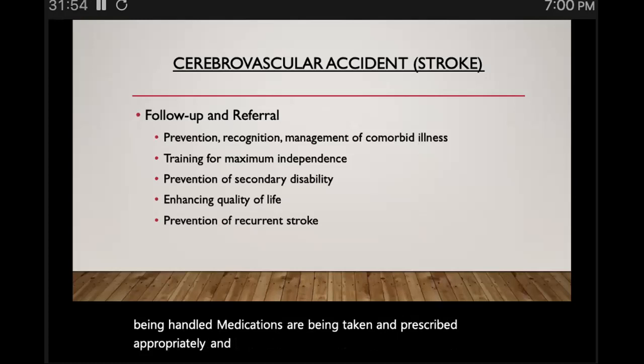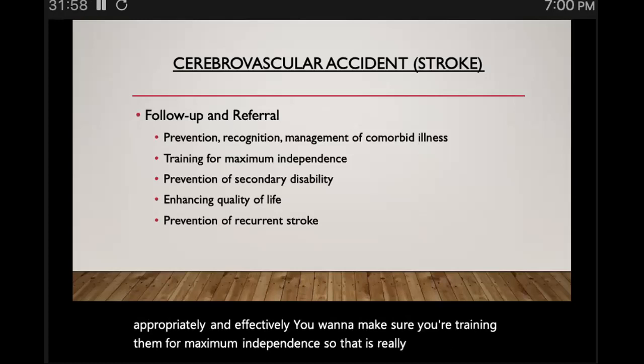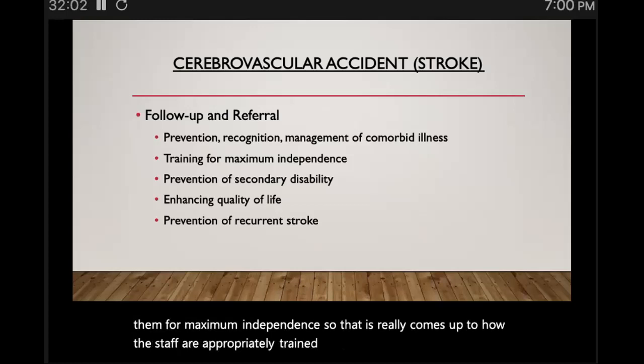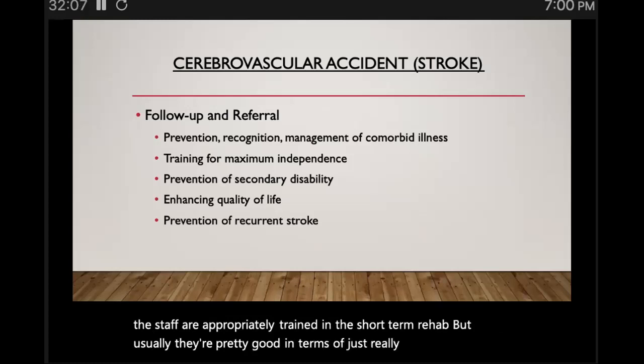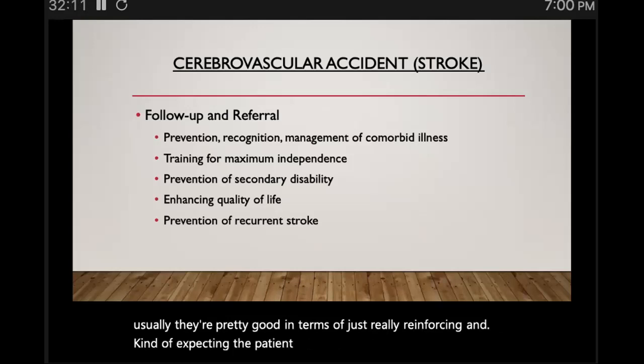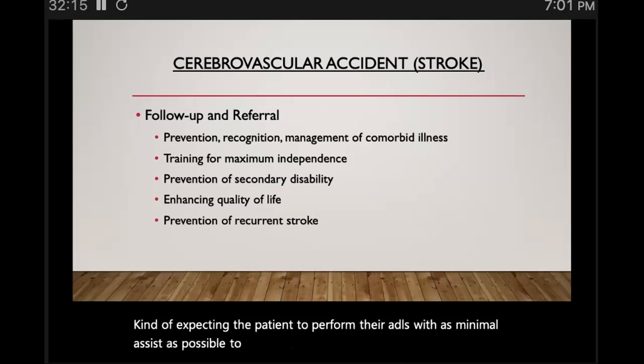You want to make sure you're training them for maximum independence. So that really comes up to how the staff are appropriately trained in the short-term rehab, but usually they're pretty good in terms of just really reinforcing and kind of expecting the patient to perform their ADLs with as minimal assist as possible to help facilitate their independence.